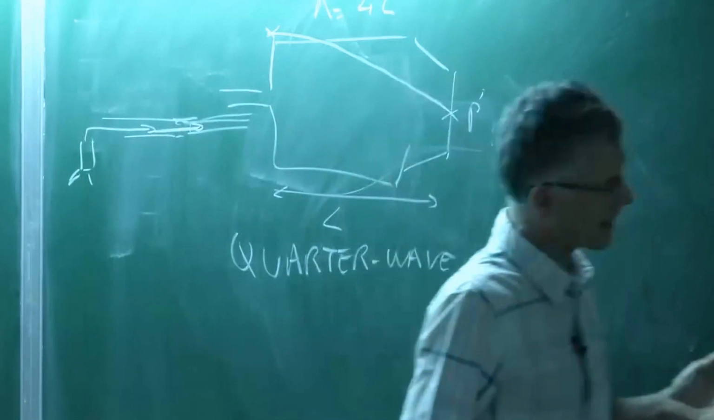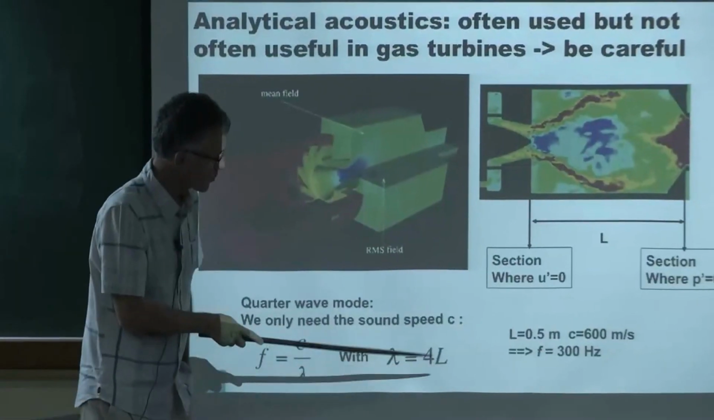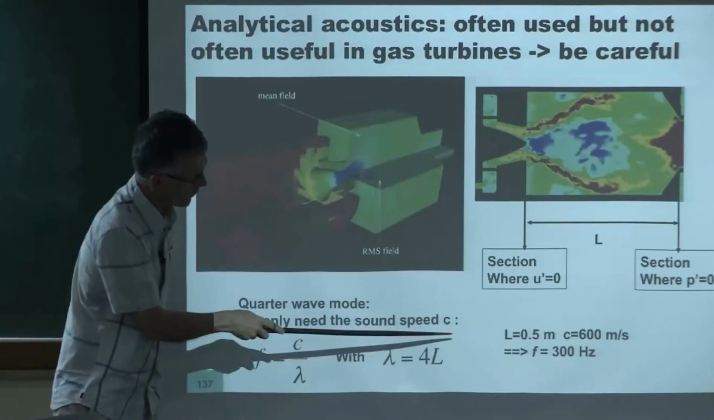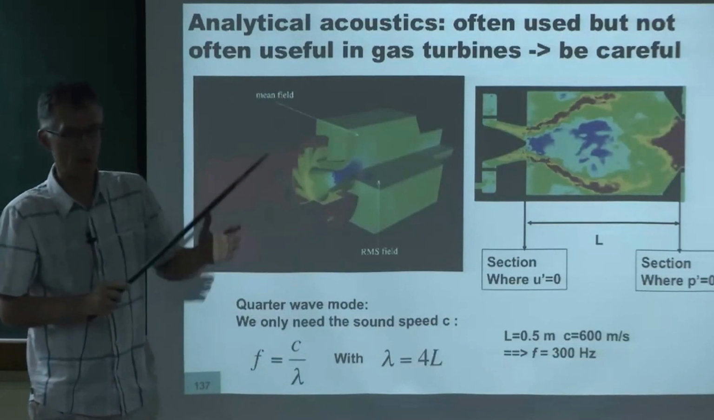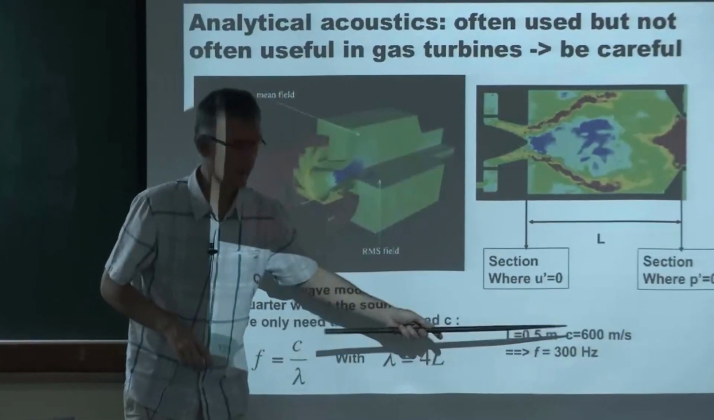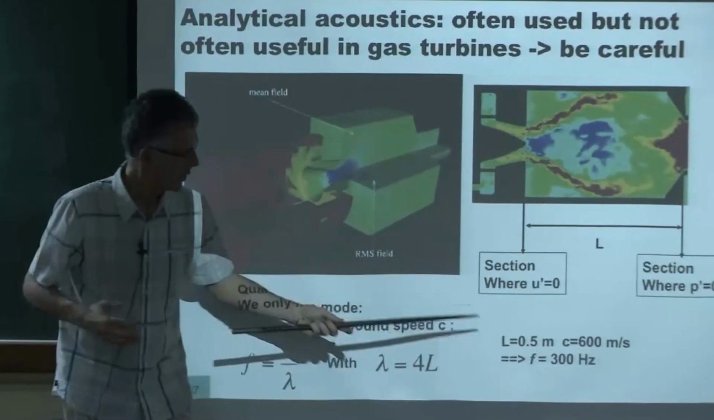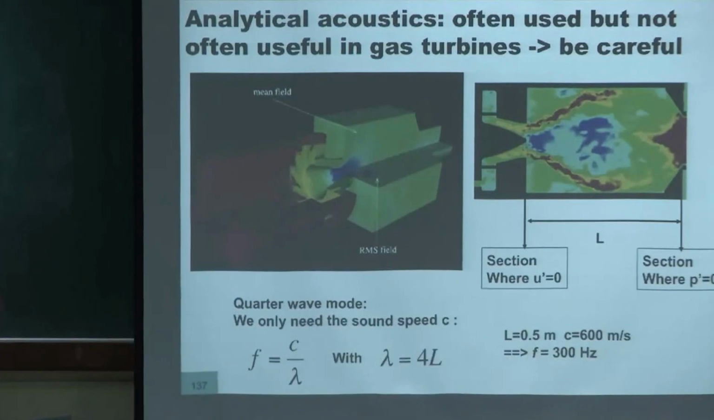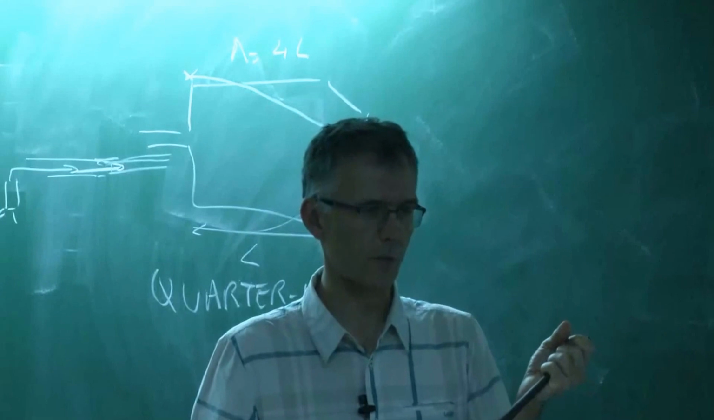So if you know that lambda equals 4L, you just have to plug in what lambda is. Lambda is C over F. Then you get F. So for example, for a combustion chamber of the order of half a meter with burnt gases in there at 600 meters per second, you find the frequency for the first quarter wave mode of the order of 300 Hertz. Okay? So that's what we call a back of the envelope computation.